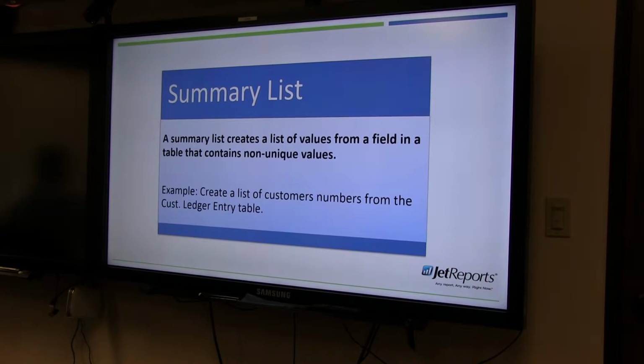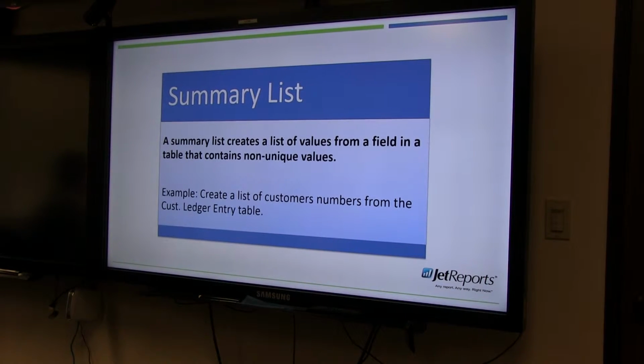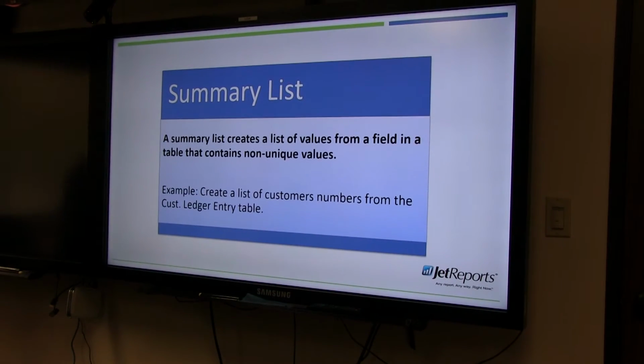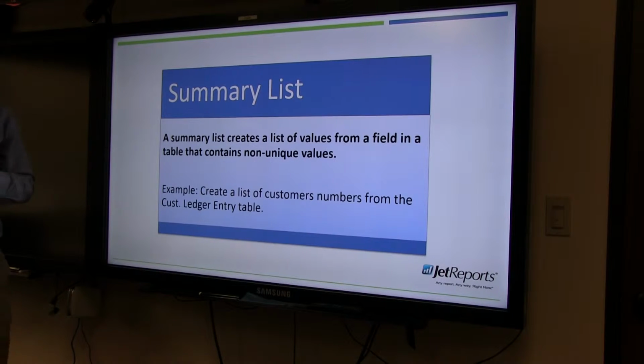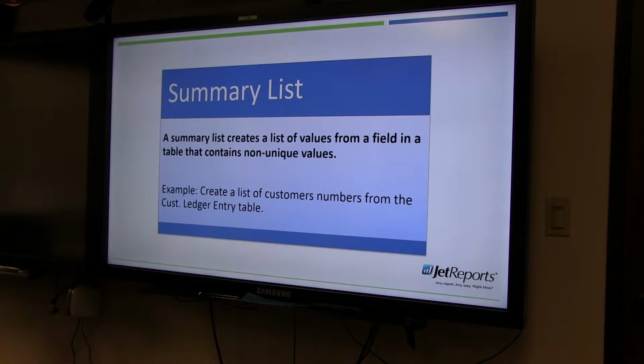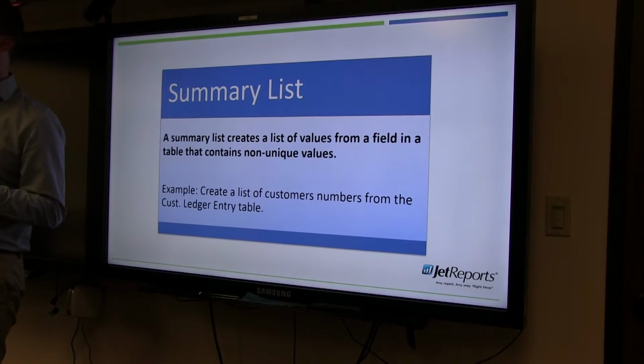So the actual definition of a summary list, well, we've got it on 3-A. A summary list is a unique list of values from a field that contains non-unique values. What the heck does that mean? It means we're going to go out to a table and we want to bring back a unique list of values, right? We don't want any duplicates in there. But the table and that field where we're going to call against is going to be non-unique.